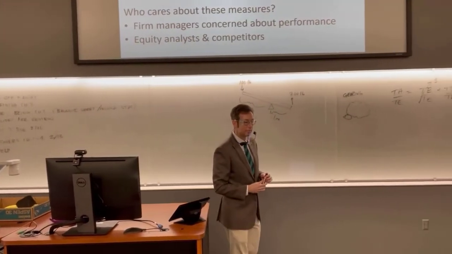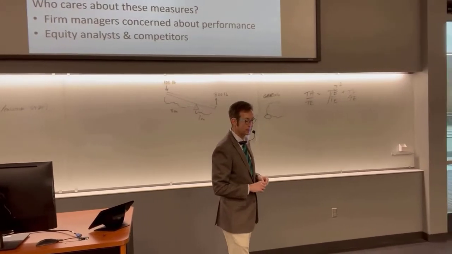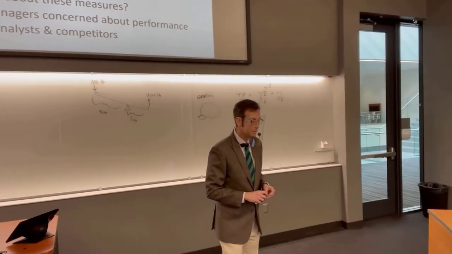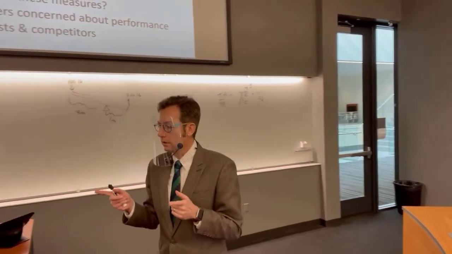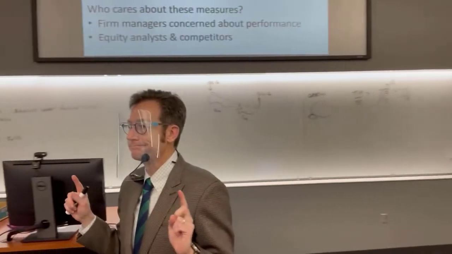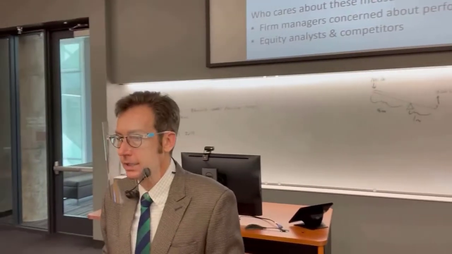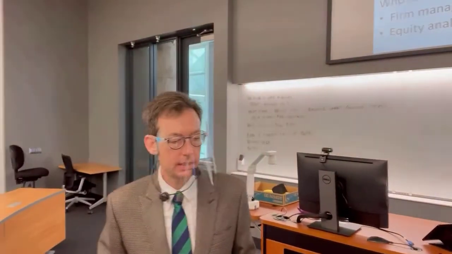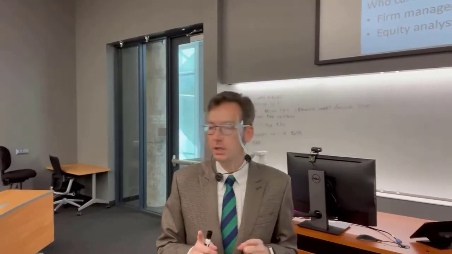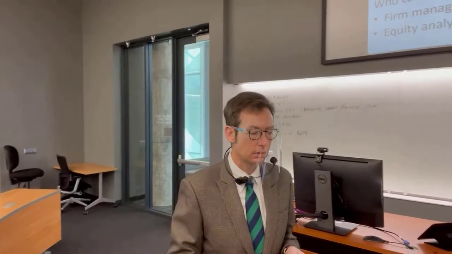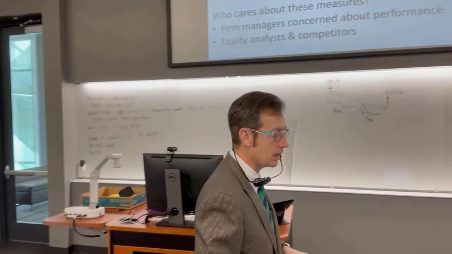Now let's talk about asset management or turnover measures. The first one we're going to talk about is inventory turnover. In your strategy class, they may tell you it's sales divided by inventory. That is absolutely wrong. By the way, what does COGS stand for? Cost of goods sold. It's cost of goods sold divided by inventory.